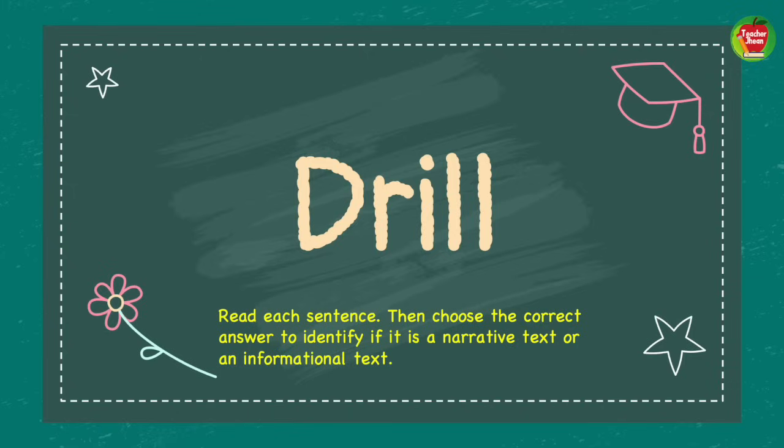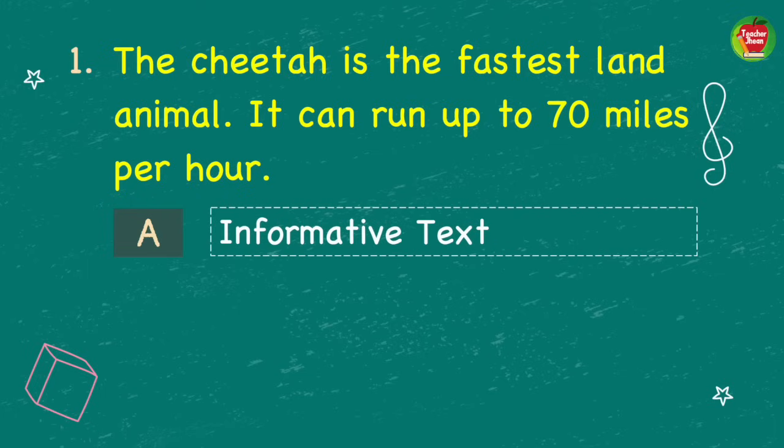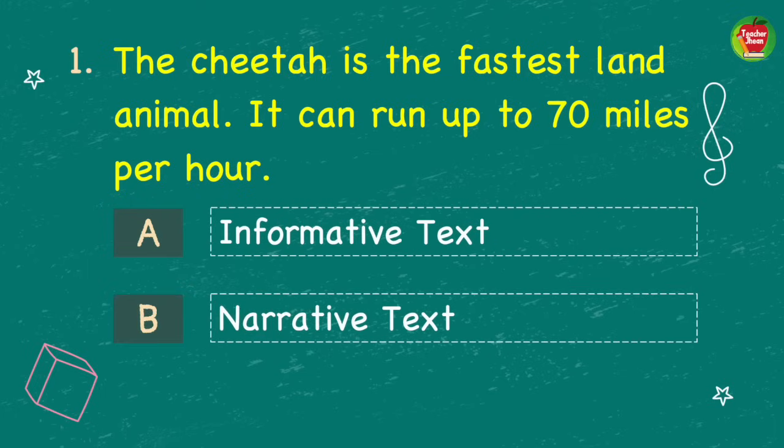Let's have a drill. Read each sentence, then choose the correct answer to identify if it is a narrative text or an informational text. Are you ready? Number 1. The cheetah is the fastest land animal. It can run up to 70 miles per hour. A. Informative text. B. Narrative text.